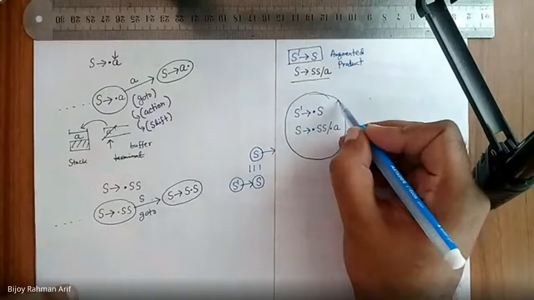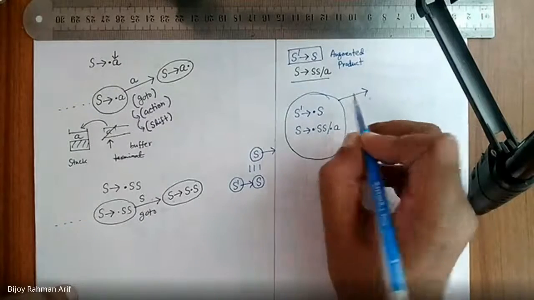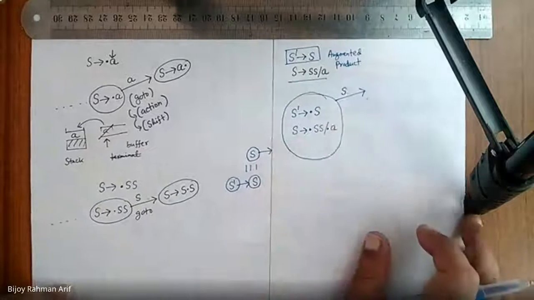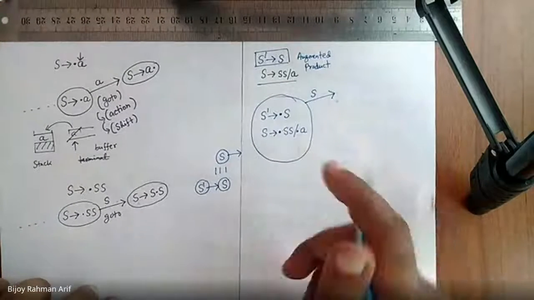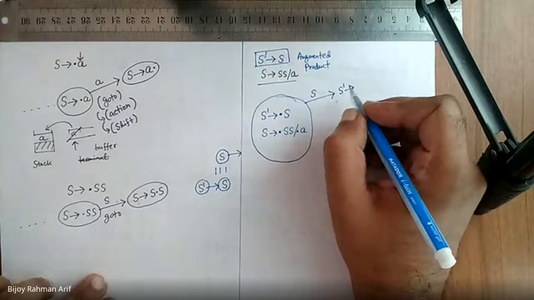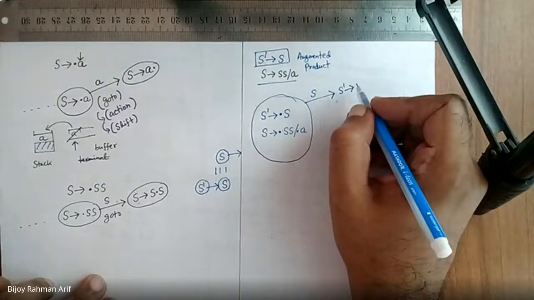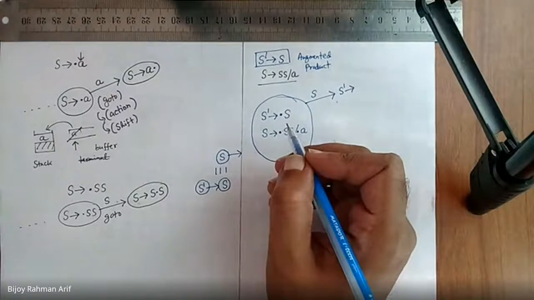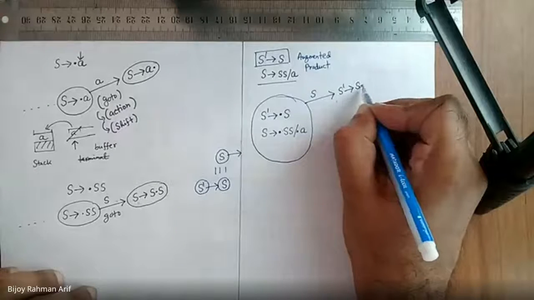Now let's apply GOTO. S dash, applying GOTO on S. What do you get? S dash derives S closure. It will just move one place. So we are done because it is the final item.